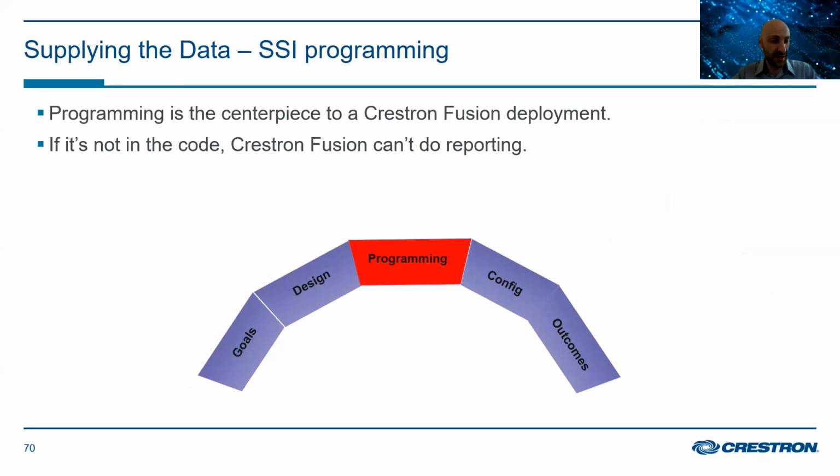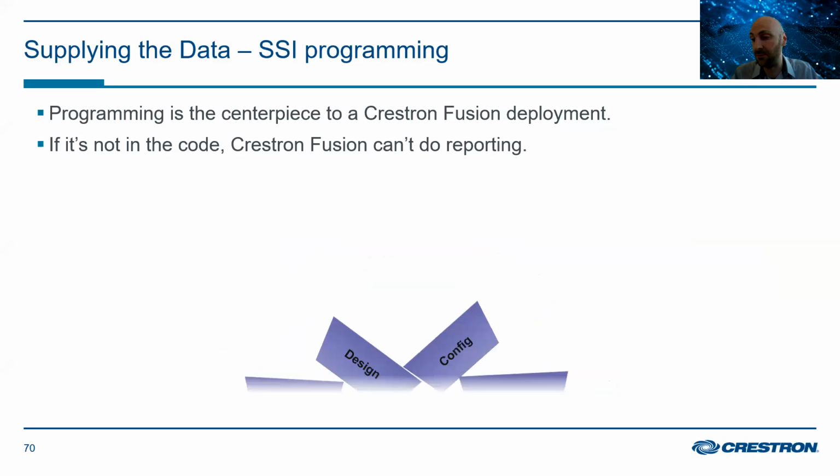So once we have defined our devices, once we know that our devices can actually deliver the information that we need, it still needs to be programmed, of course. Our control system needs to be set up in such a way that it actually gets the information from the device and then forwards it over to Fusion. And in that way, the programming really forms like the keystone, the center stone of a good Fusion deployment. And if it's not in the code, of course, Fusion can't do anything with it. It won't visualize it, and it won't include it in any of the reports. So programming is extremely, extremely important.